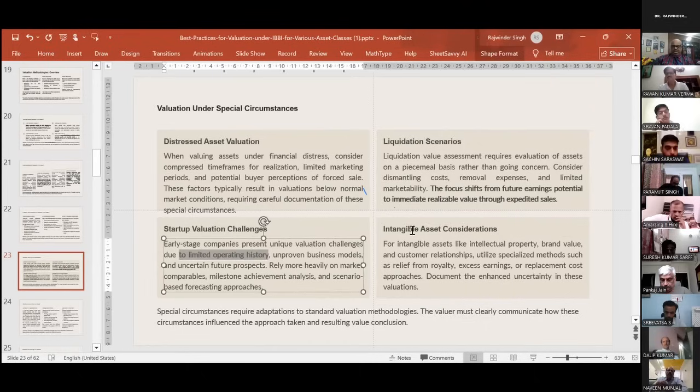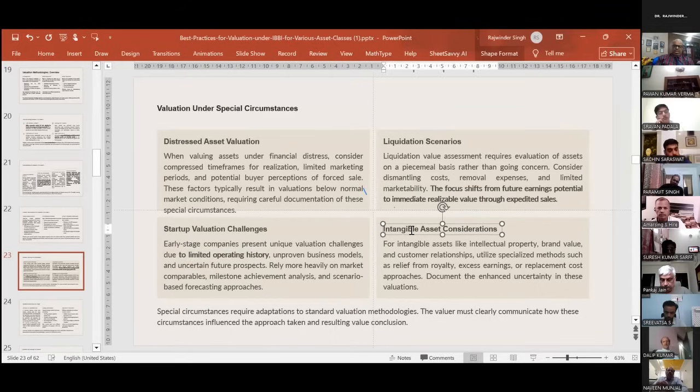And then when you are doing valuation of intangible assets, like intellectual property, brand value, and customer relationships, utilize specialized methods such as relief from royalty, excess earnings, or replacement cost approaches. Document that the circumstances require application of standard valuation methodologies. The valuer must communicate how these circumstances influence the approaches taken and the resulting value conclusion.